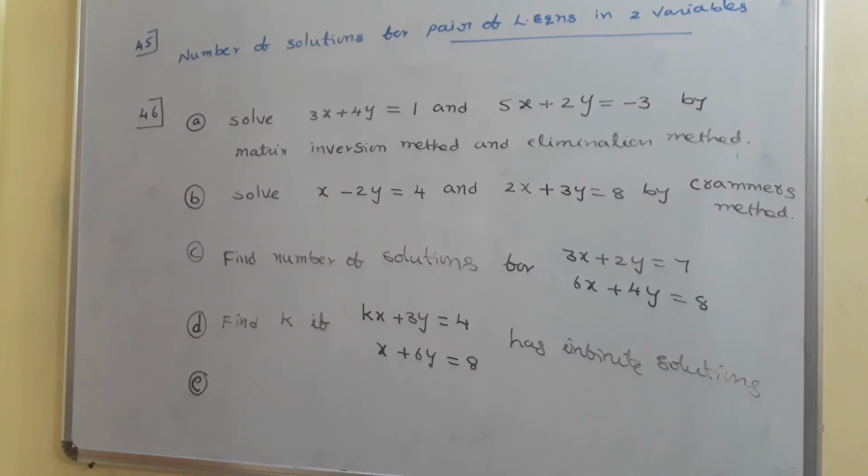So look at the board. These are some simple problems related to linear equations in two variables. See, the first one you need to solve using the matrix inversion method, and the second one just solve by Cramer's method. Third one you need to find the number of solutions without solving. And D, see, you need to find the value of k if the system of equations has infinite solutions. All these problems are somewhat simple.